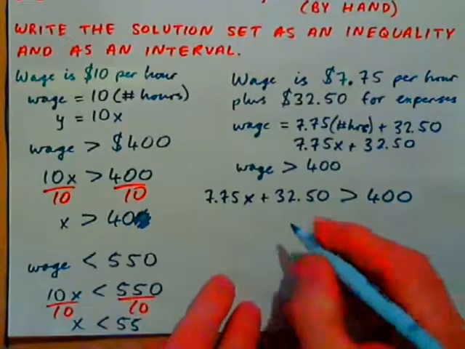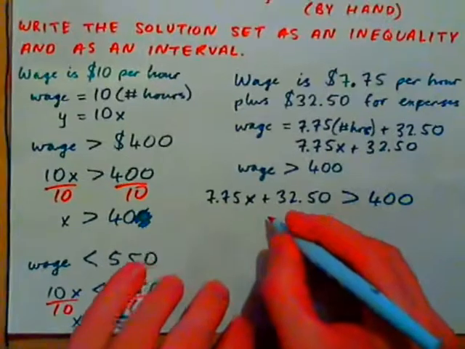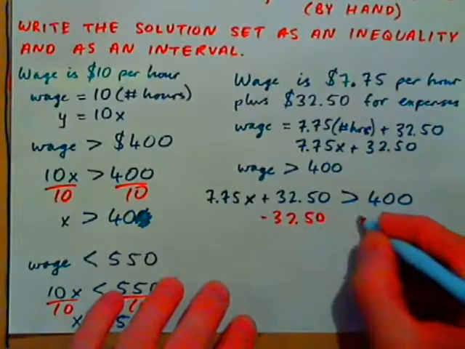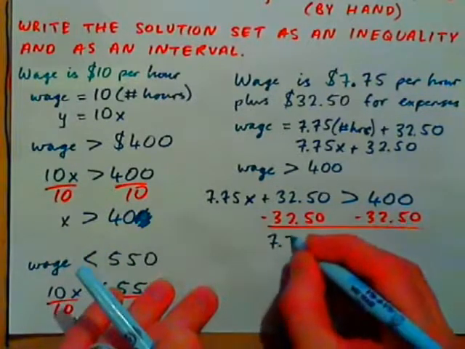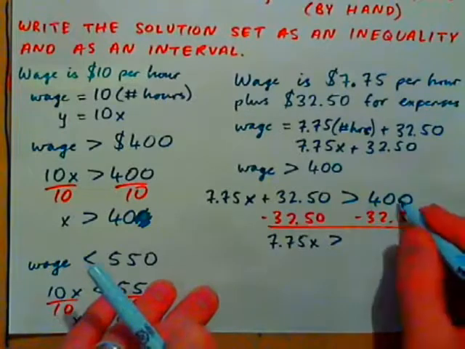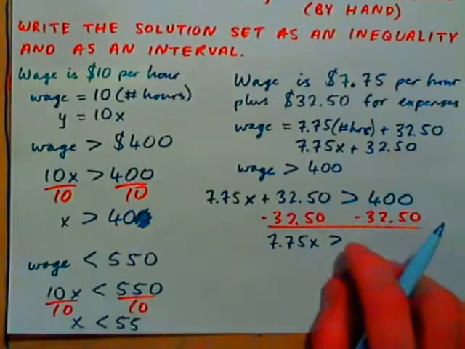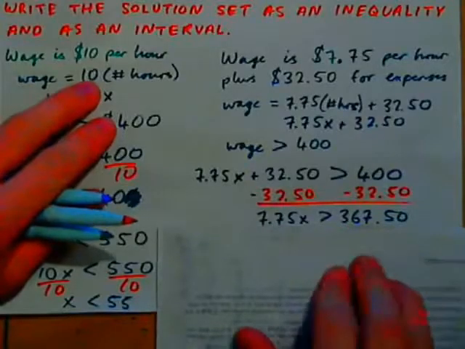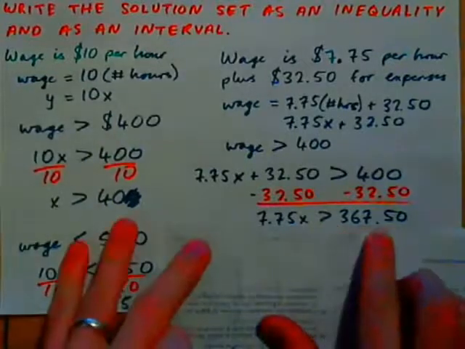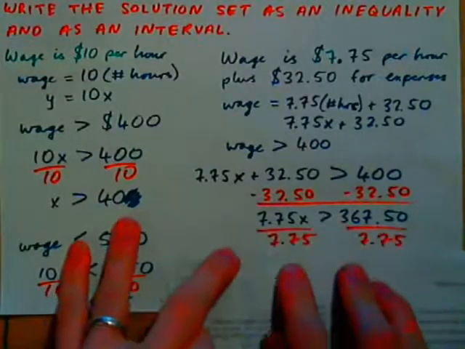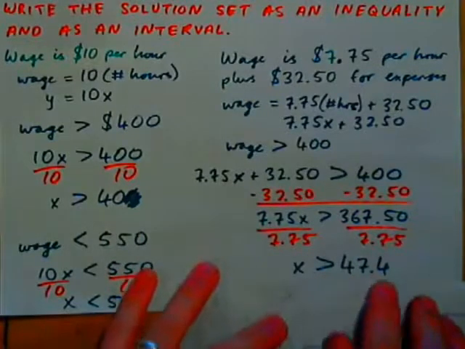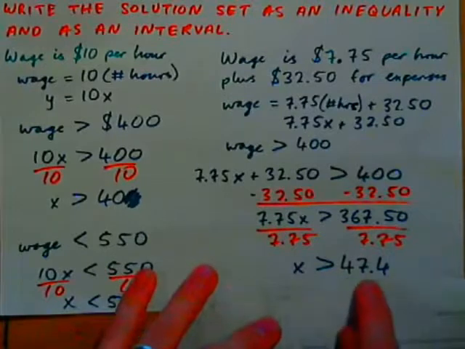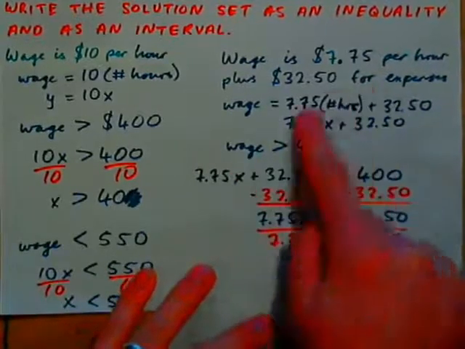And it's real easy. You just solve it exactly like you would an equation. So subtract $32.50 from both sides, and you'll be left with 7.75x is greater than 400 minus 32.50, and get out your calculator. So we should have 7.75x is greater than 367.50. And to get x by itself, divide both sides by 7.75, and you simply get x is more than 47.4. So you need to work more than 47.4 hours, approximately, in this job for your wage to be more than $400.